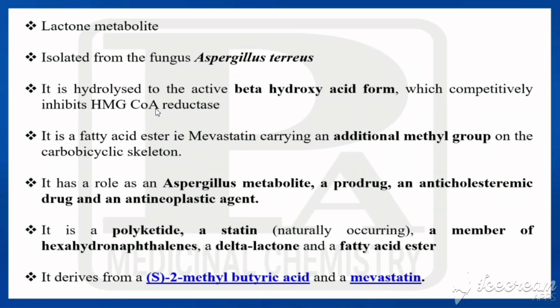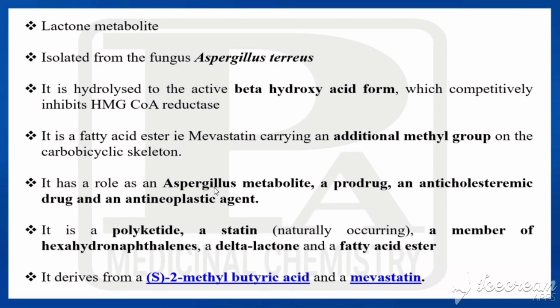What is HMG-CoA? What is the expansion? 3-hydroxy 3-methyl glutaryl CoA. It is a fatty acid ester, that is mevastatin carrying an additional methyl group on the carbobicyclic skeleton. So what is the difference between mevastatin and lovastatin? Mevastatin is not having the two methyl groups, but this one is having methyl groups. So it is a fatty acid ester. Mevastatin is not having that, but this one is having additional methyl groups.